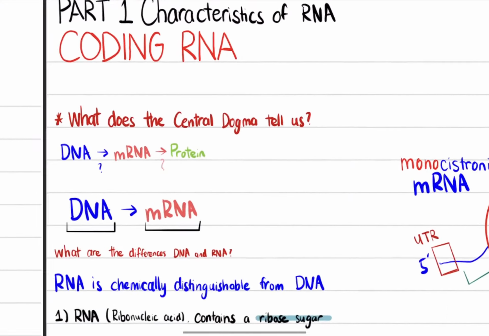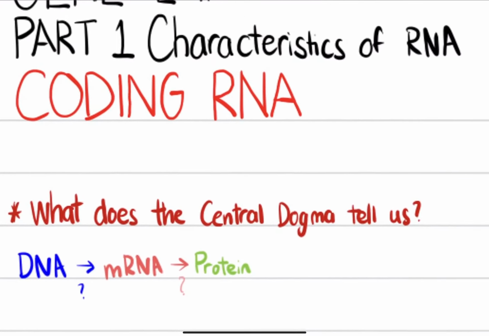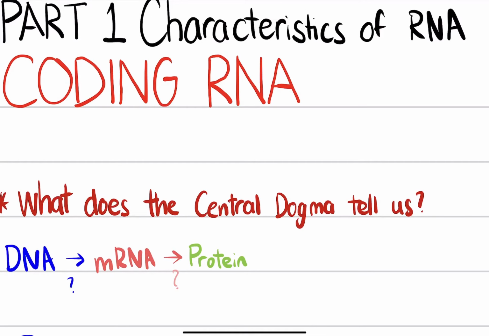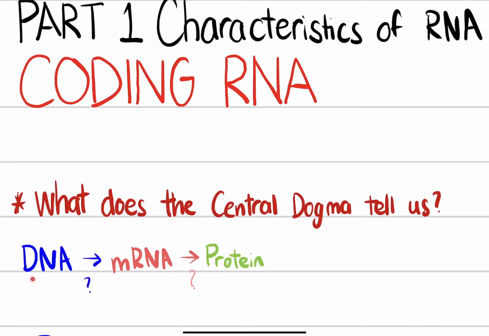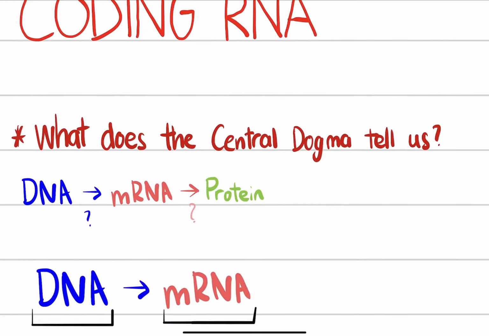Before we discuss what coding RNA is, we are going to talk about the central dogma of molecular biology. What does the central dogma state? The central dogma just states that DNA will go to mRNA, and then mRNA is going to go to proteins. The process that takes us from DNA to mRNA is called transcription. And the process that takes us from mRNA to proteins is called translation.